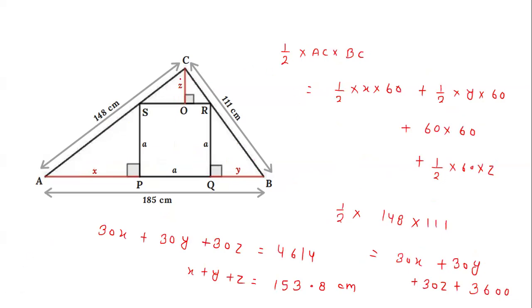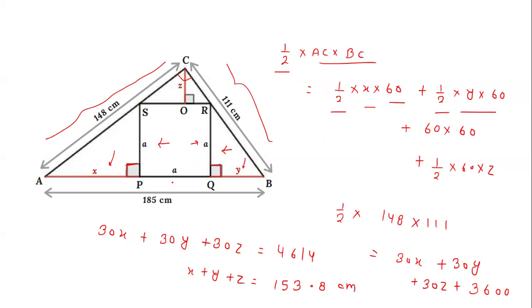Now this is a right angle triangle. So what is the area? Half times this AC times this BC. So we can write the triangle area is equal to this. And then what is the APS triangle area? Here it is also a right angle triangle. So half times X times this side of the square, which is A, and that value is 60 centimeter. Then what is this BQR? Half times this Y times A. So this is also a right angle triangle.